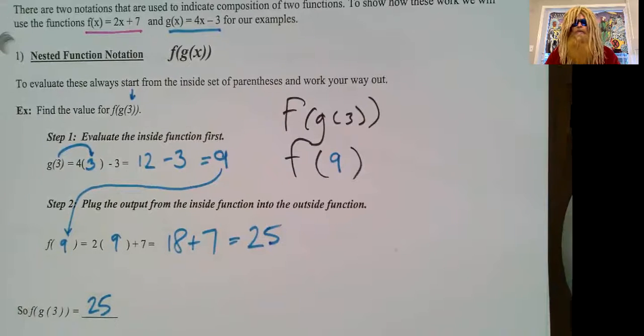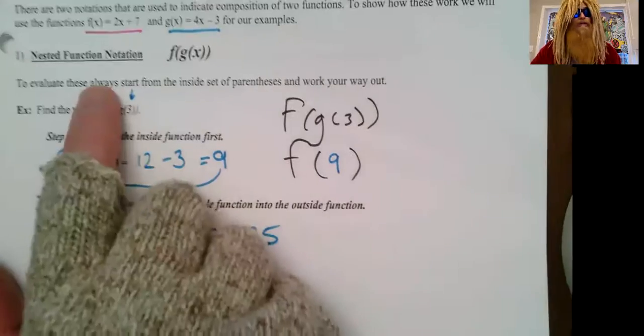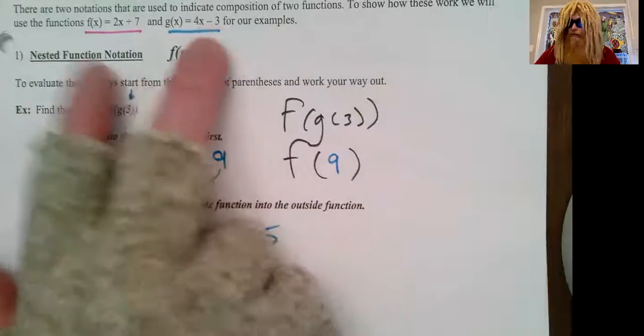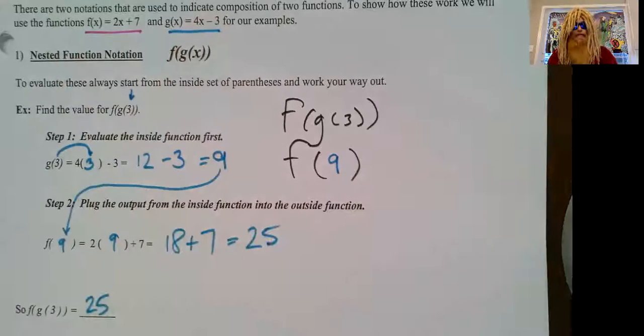Now, this isn't supposed to be something that's overly difficult. The idea behind it is just to know that you have to go with the steps, working with the inside and working our way out. And that's kind of the way that this is supposed to work. So nested function notation is what you're going to see most often, is having two functions set inside of each other. They'll define the two of them, and then they'll have you plug them in this way.